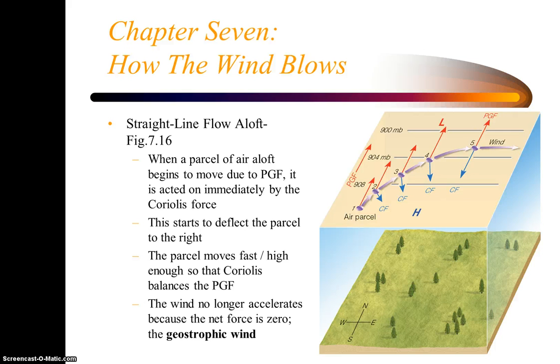The parcel moves fast and high enough so that Coriolis, eventually when the parcel gets aloft, balances the pressure gradient force. The wind no longer accelerates because the net force is zero, and this is called the geostrophic or true wind. So basically, for parcels of air aloft, even though they're pulled toward low pressure by the pressure gradient force, they are pulled to the right by the Coriolis force, and the resulting wind direction is parallel to those contour lines we talked about in the upper air charts.